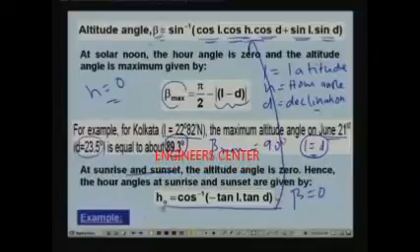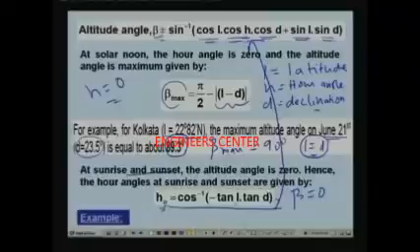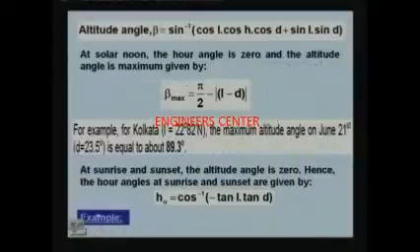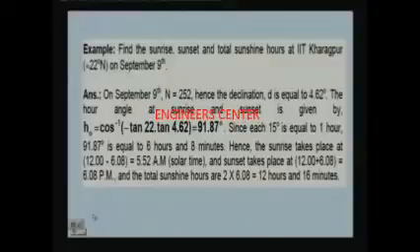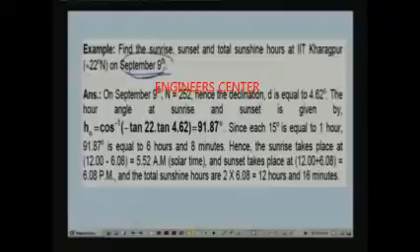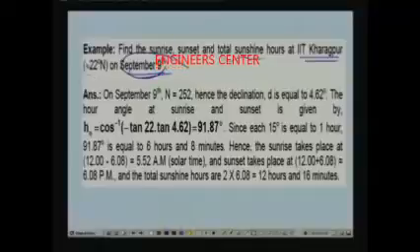So, H naught is the hour angle at which the sun rises or sets. That is given by cos inverse of minus tan L into tan D, where L, as you know, is the latitude and D is the declination. Let me give a small example. For example, I would like to find out the sunrise, sunset and total sunshine hours at IIT Kharagpur on September 9th. I would like to find out at what time the sun rises and sets and what is the total sunshine hour, that means how many hours of sunshine are available at this particular location, which has a latitude of 22 degrees. That means L is equal to 22 degrees north.